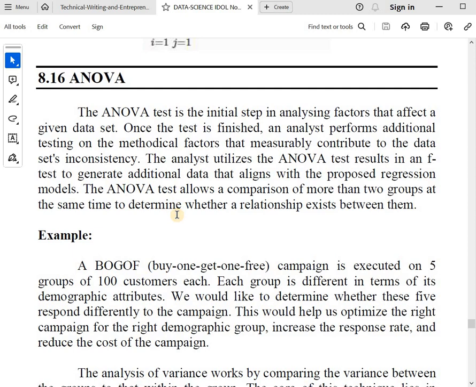Now, the ANOVA test allows you to compare more than two groups at the same time to find out whether some kind of relationship exists between them. Whenever we talk about analyzing factors and how those factors affect the given data set, we perform an ANOVA test. Okay?